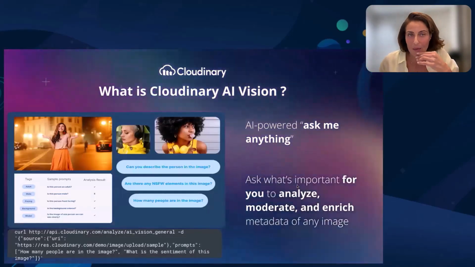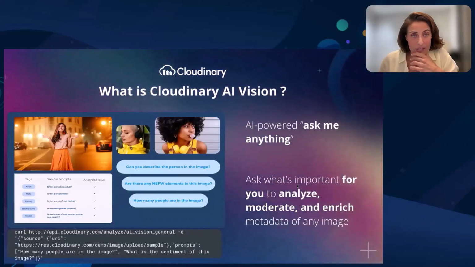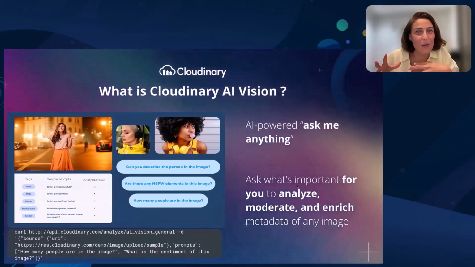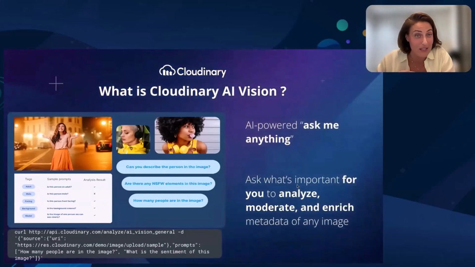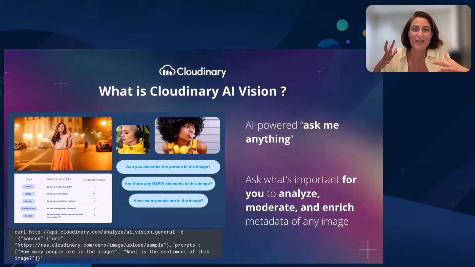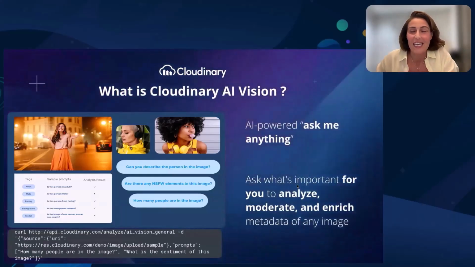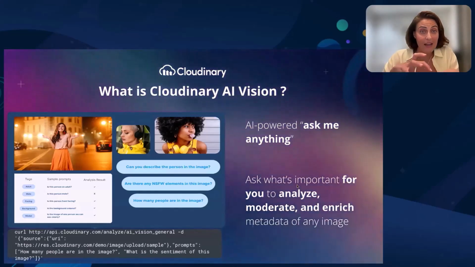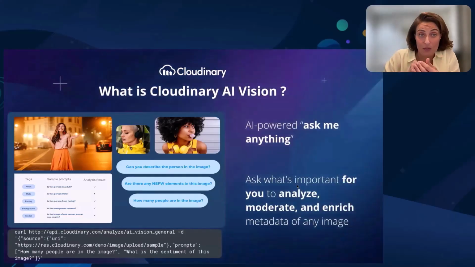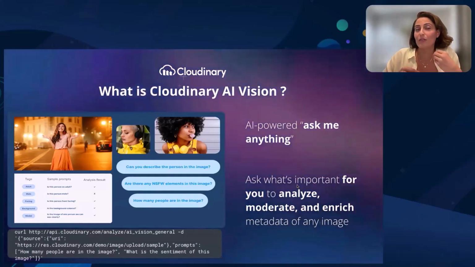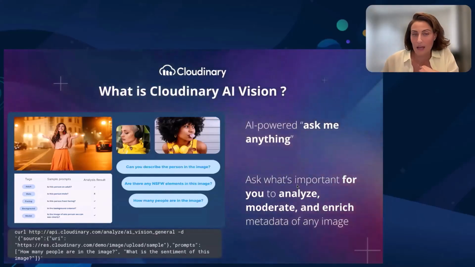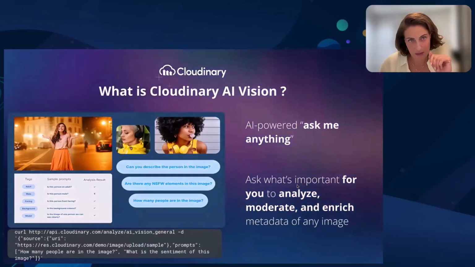Now let's discuss a little bit about the AI Vision add-on. Cloudinary's AI Vision add-on is your AI-powered tool for your images. Think of AI Vision as your superpower sidekick for images. It will use generative AI to understand and respond to your prompts, so you can automate either your tagging or your moderation, and do it very, very fast. Let's dive deeper into this.